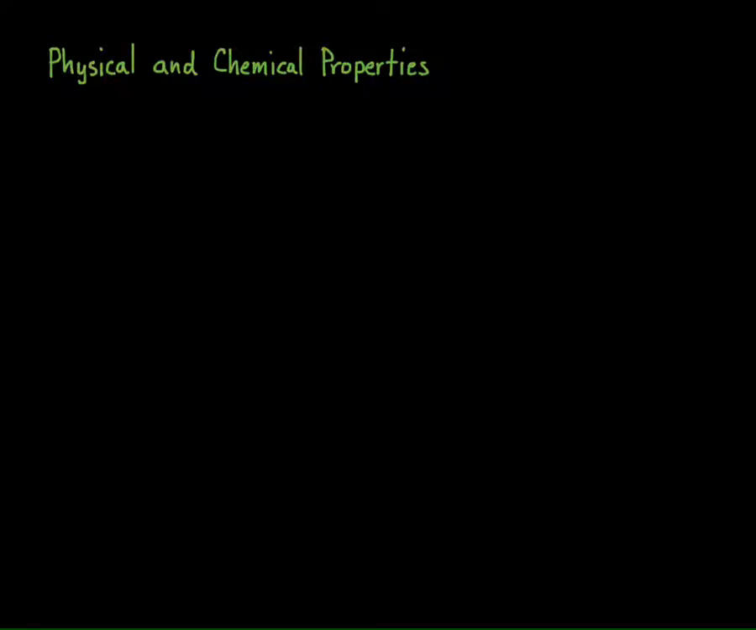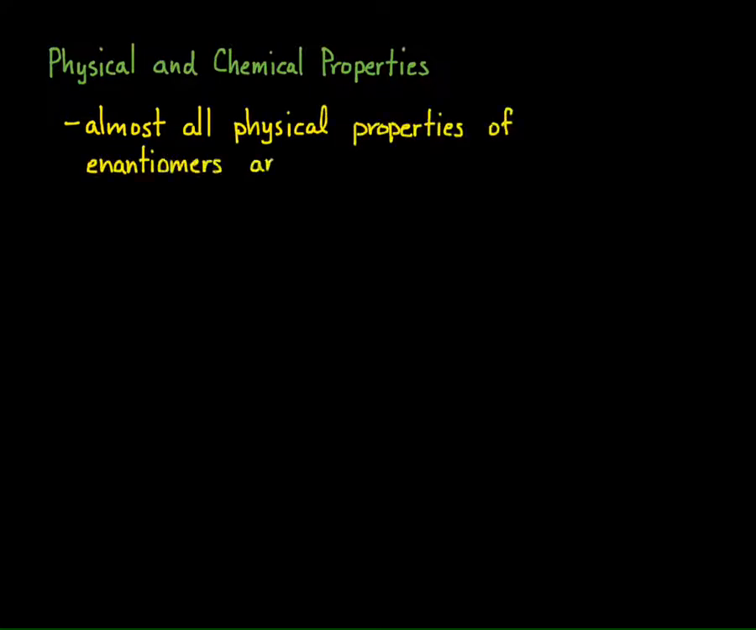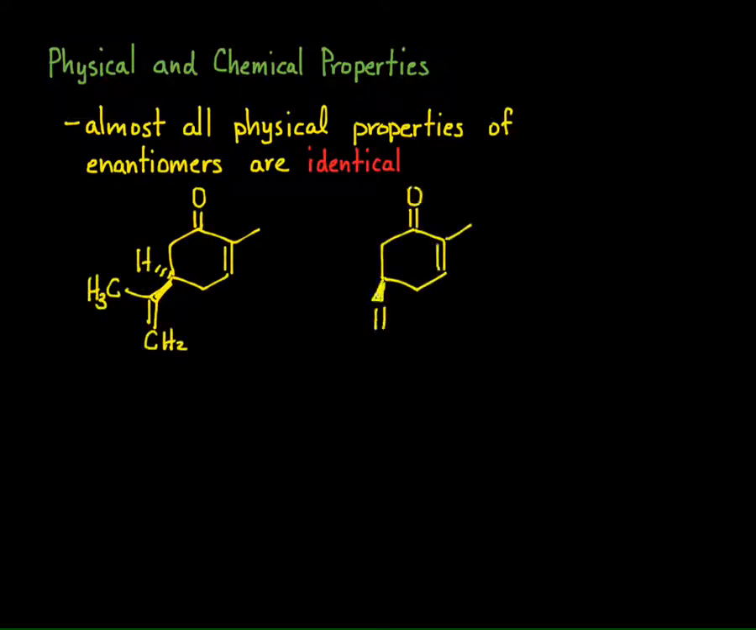Now that we have an understanding of the idea that a molecule that has a stereogenic carbon can exist in one of two forms, and those forms are enantiomers, we can think about the physical and chemical properties of those two enantiomers. And it happens that almost all physical properties of enantiomers are identical. So, for example, if I drew the two enantiomers of carvone.